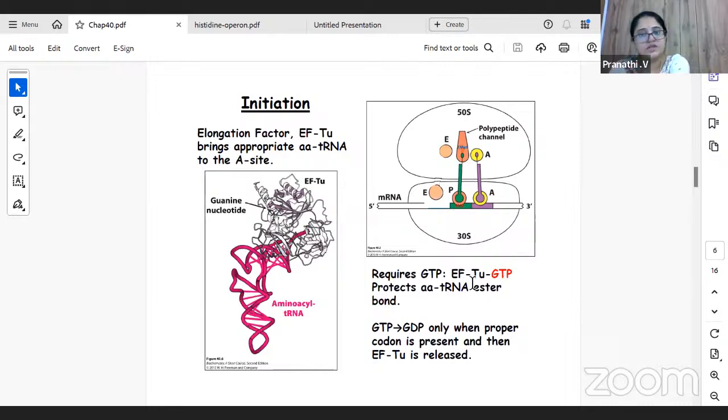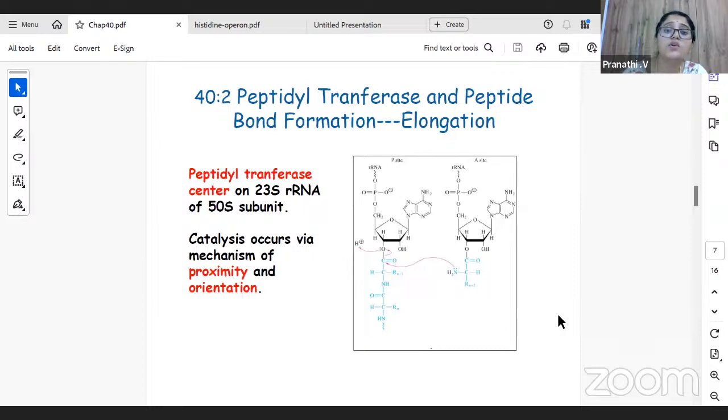Again, energy is used. So you have the EF-Tu GTP, which, whenever the GTP is present, stops the ester bond from being attacked or damaged. So this GTP is going to get converted into GDP only when the proper codon is present, and then the EF-Tu factor is released into the cytosol again. Now, what is going to happen with peptidyl transferase and peptide bond formation? You have a 23S RNA and a 50S subunit present in fact.